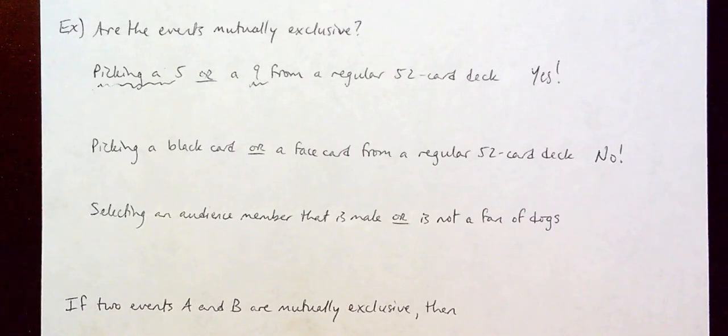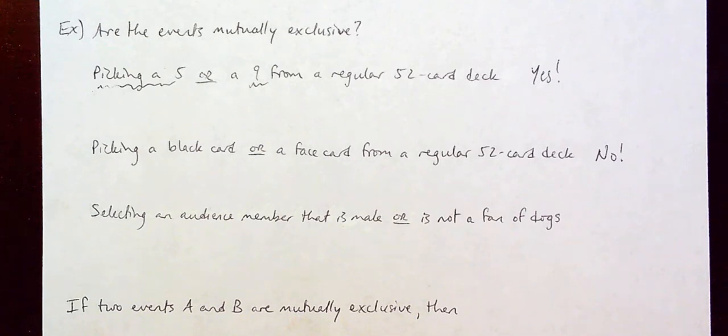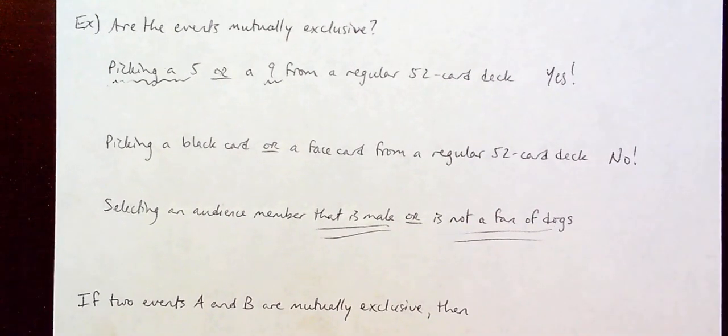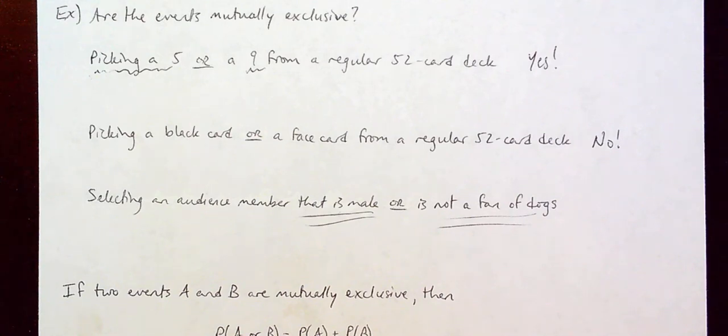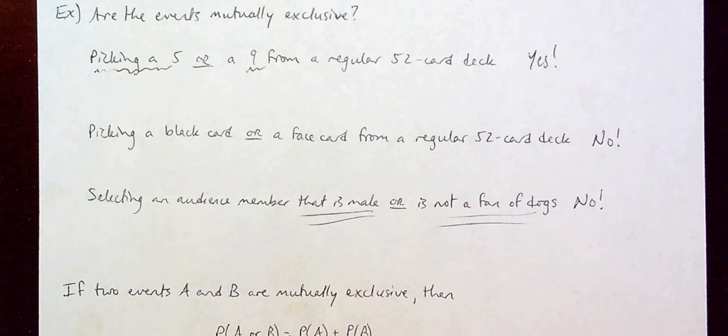And third one, selecting an audience member that is male or is not a fan of dogs. In a standard group of people, if you chose someone in the audience, is it possible to pick someone that is male and is not a fan of dogs? Yes, that is certainly very, very possible. Maybe based on who's meeting, maybe you won't necessarily get that, but just in general, overall, these two events, picking a male and picking someone that is not a fan of dogs, those are not mutually exclusive events. So that's just a little bit of warm-up, just a little bit of practice to help us figure out whether or not two events are mutually exclusive or not.